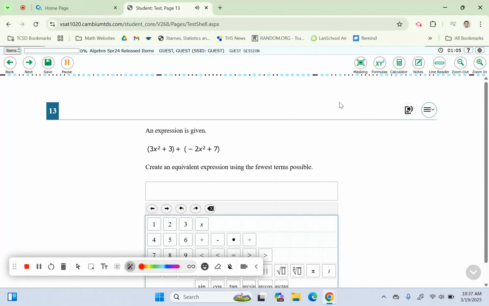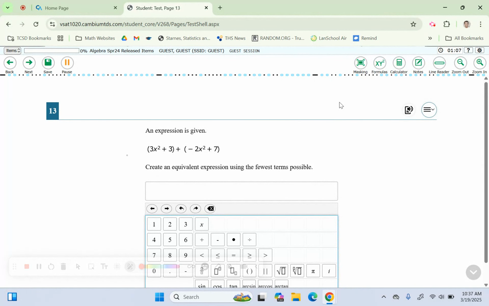Algebra OST Spring 2024 release test questions number 13. It says an expression is given. Create an equivalent expression using the fewest terms as possible. So this is a combine like terms problem.